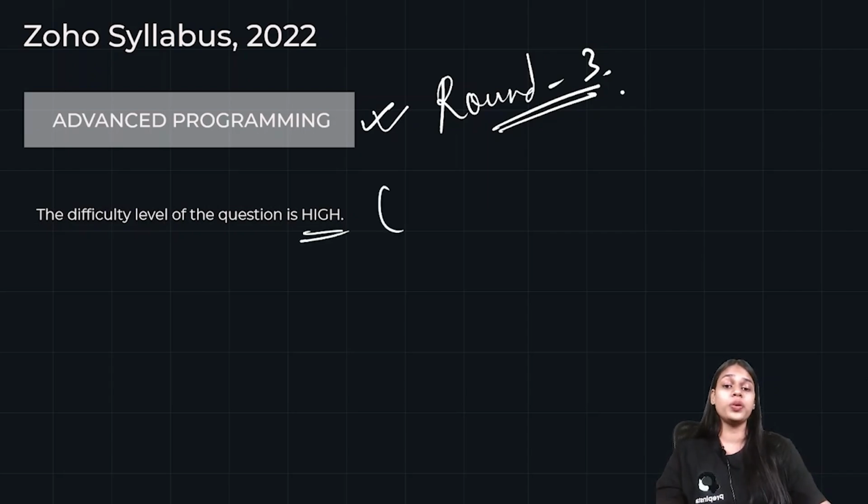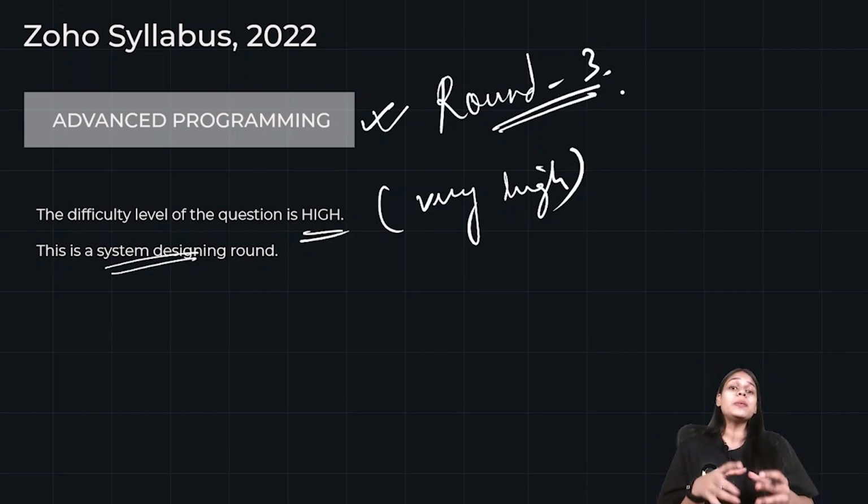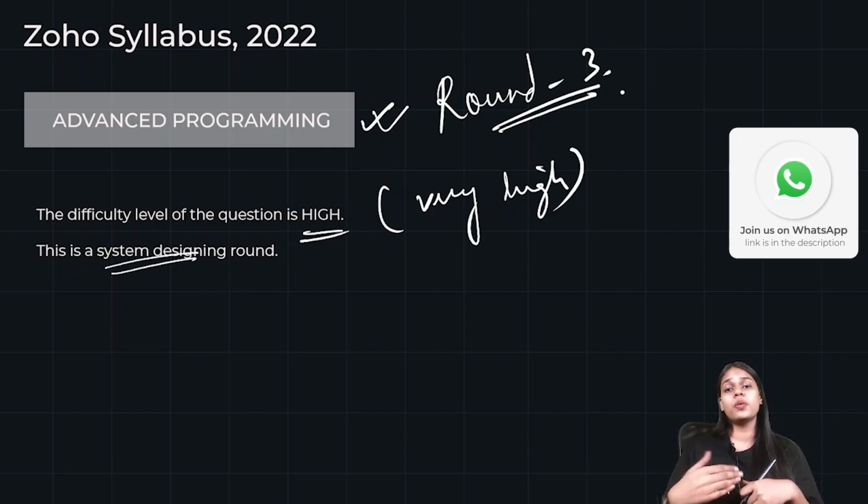Actually, it is going to be very high. All right, why? Because this is a system designing round. You will be given a topic on which you will have to develop a system or a software that is going to perform the tasks that you are required to, as it is given in the question.